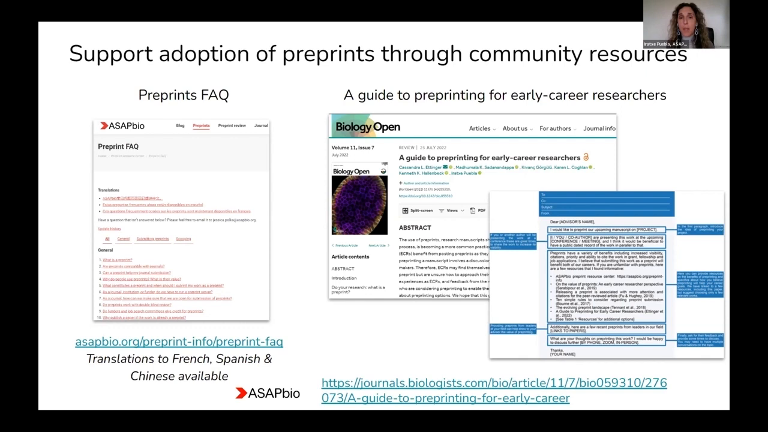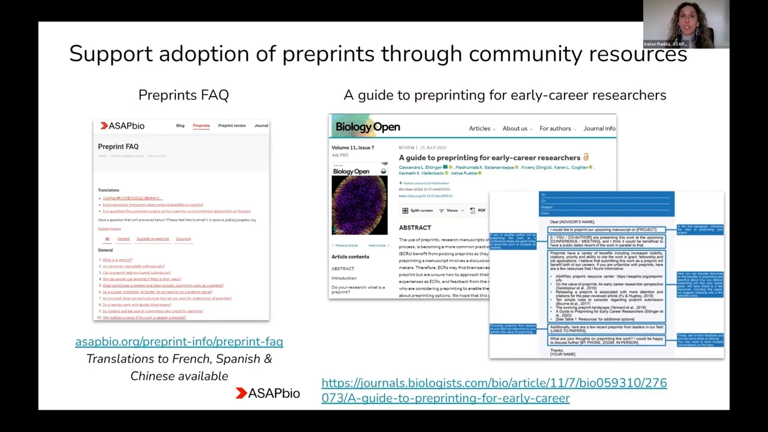Another resource that I wanted to highlight to this group is the fact that a group of our fellows developed a guide for preprinting, specifically for early career researchers. They wanted to have a resource that was specifically addressed to that group, because they realized that often early career researchers may be very interested in preprints, open science, and sharing more openly, but they have to have these tricky conversations with their principal investigators, with their supervisors, as to how to get this started.